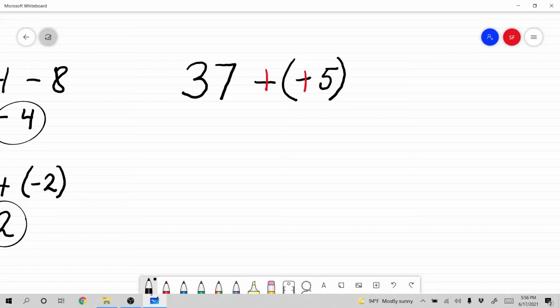So 37 plus 5. What is 37 plus 5? Well, that's going to be 42. So our answer here is 42.